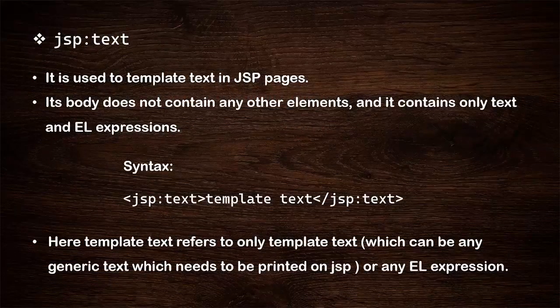Next we talk about jsp:text. It is used to write template text in the JSP page. Its body does not contain any other elements and it contains only text or EL expressions. This is the syntax of jsp:text. Here the template text refers to only template text, which can be any static text that needs to be printed in the JSP, or any EL expression.